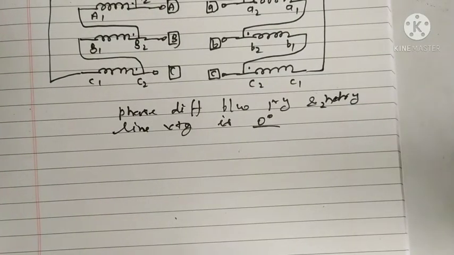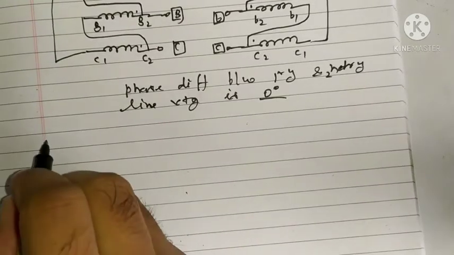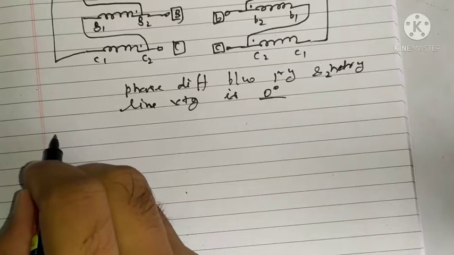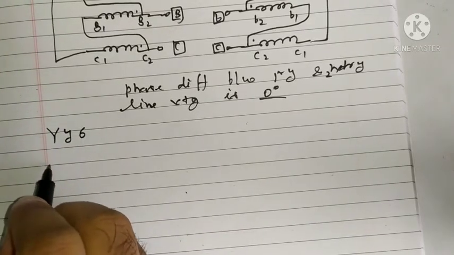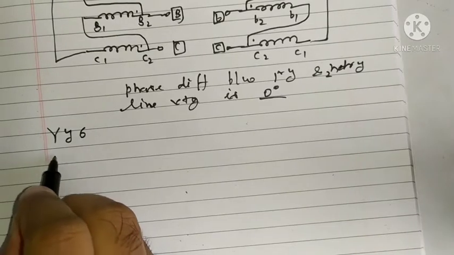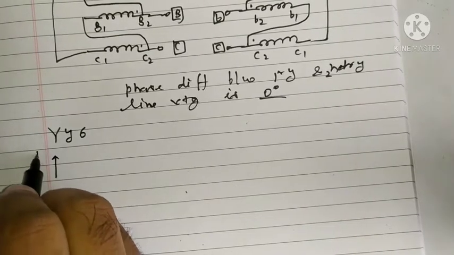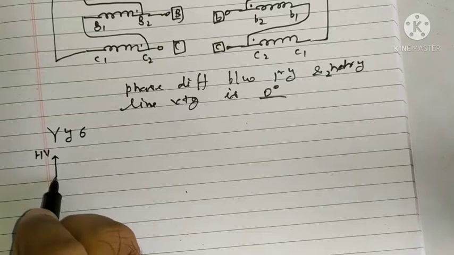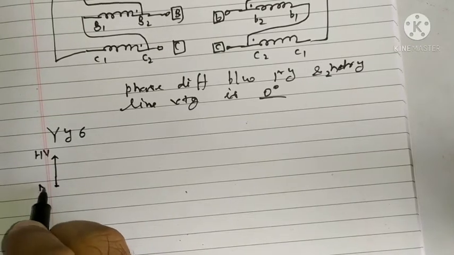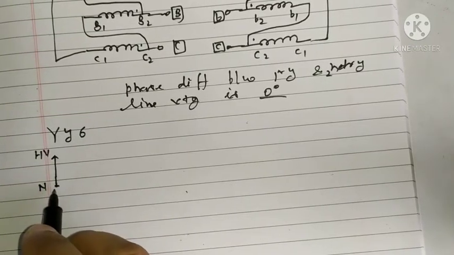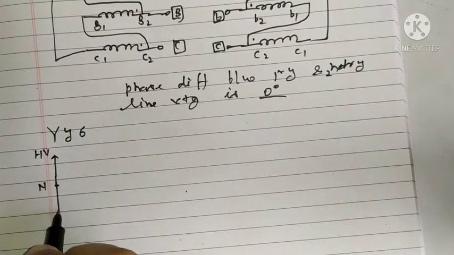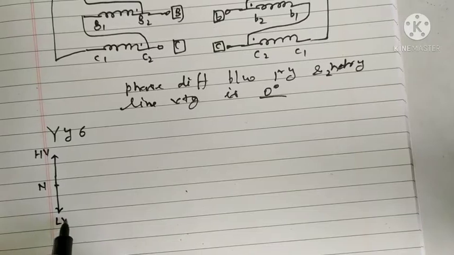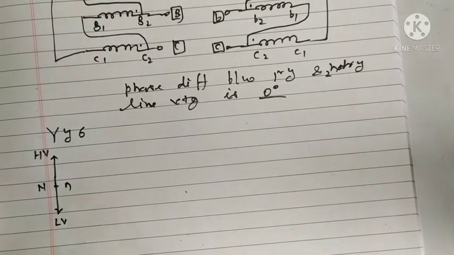Zigzag DZ0 is not included in syllabus, so let me go for the next group, that is YY6. In YY6, we can see here HV to neutral is vertical upward, and LV side is at 6 o'clock, so LV side will be LV and neutral, right?